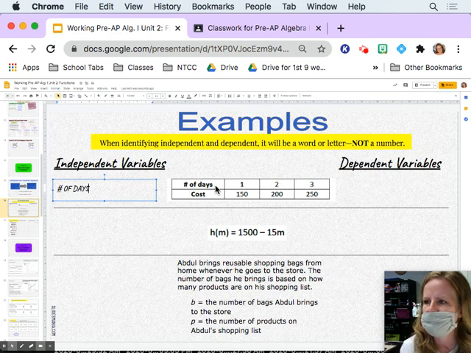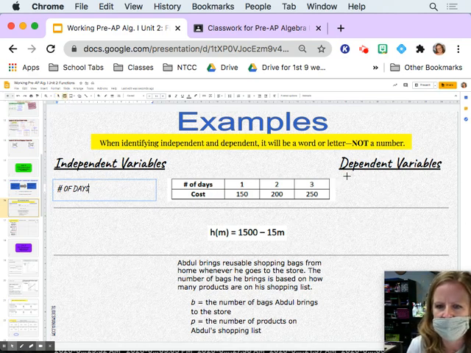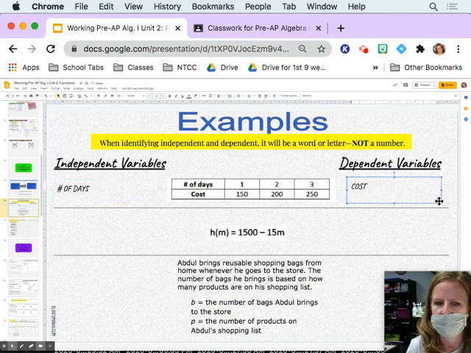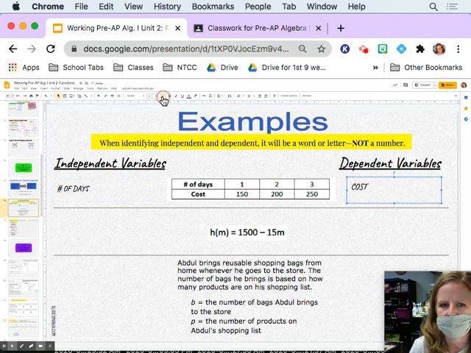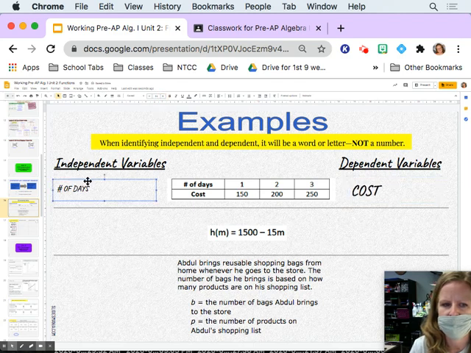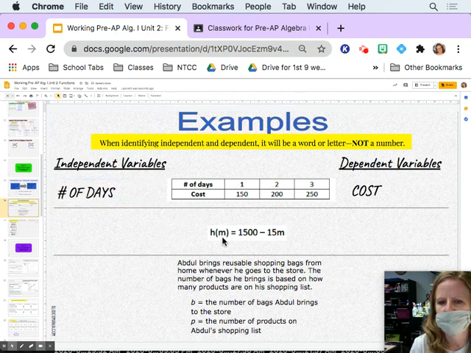So let's say this is talking about the cost for a hotel room. So the cost is going to depend on how many days you stay in that hotel. So the dependent is your cost. Okay, the next one, H of M.